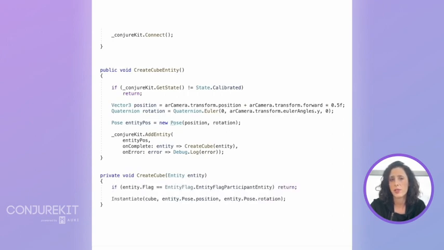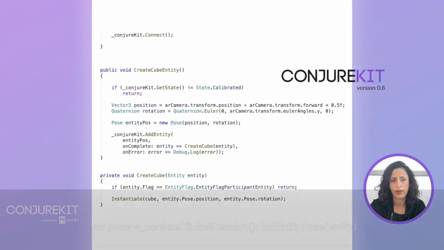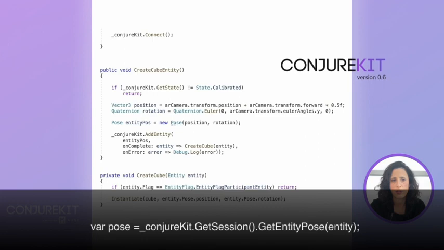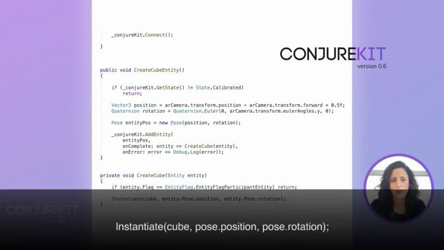Inside the createCube method, first make sure our entity is not a participant entity, then instantiate our cube prefab based on the entity position and rotation. In ConjureKit version 0.6, we first get the entity position through the session, and then we add the instantiate method.